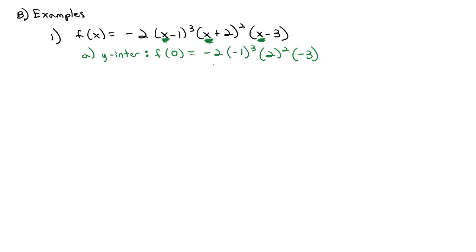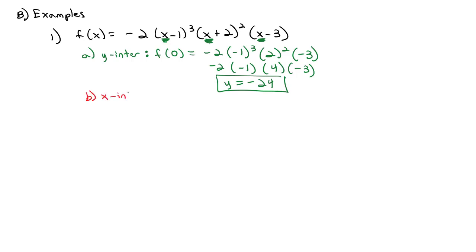And so all I need to do is simplify this. -1 cubed is -1, 2 squared is 4, times -3. 2 times 1 is 2, times 4 is 8, 8 times 3 is 24. And since there's 3 negatives, I know it's negative. So my y-intercept is y equals -24.